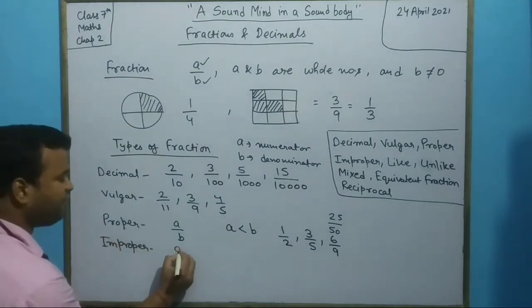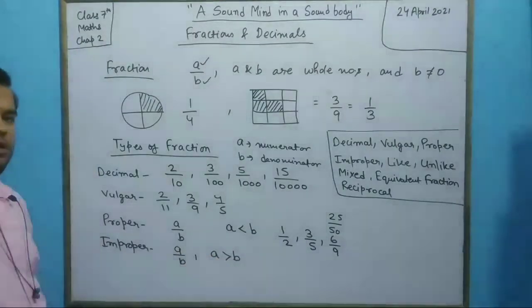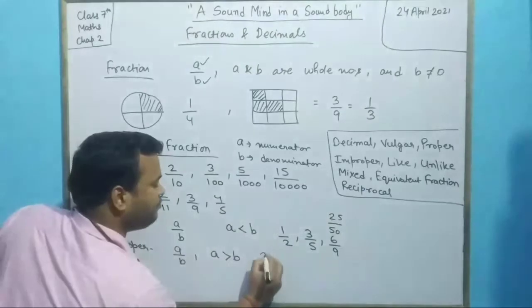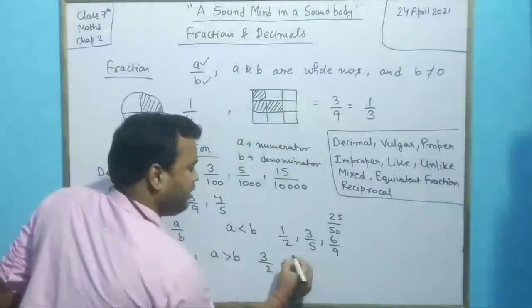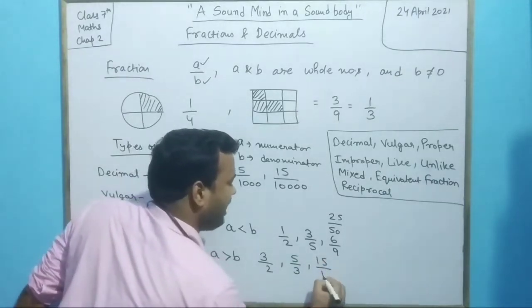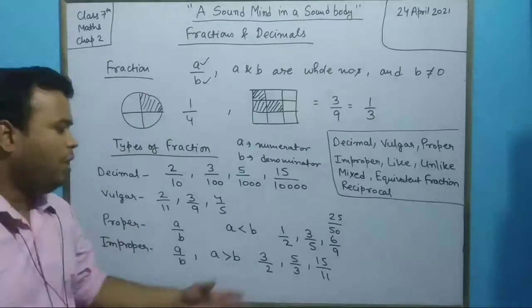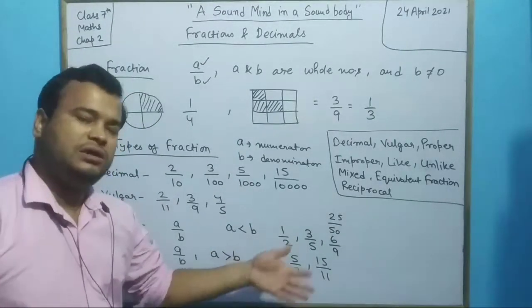Now the other thing, improper fraction. What happens in improper fraction? The numerator is greater than the denominator. Let us see some examples: 3 upon 2, 5 upon 3, 15 upon 11. What we can see here is that the numerator is greater than the denominator.